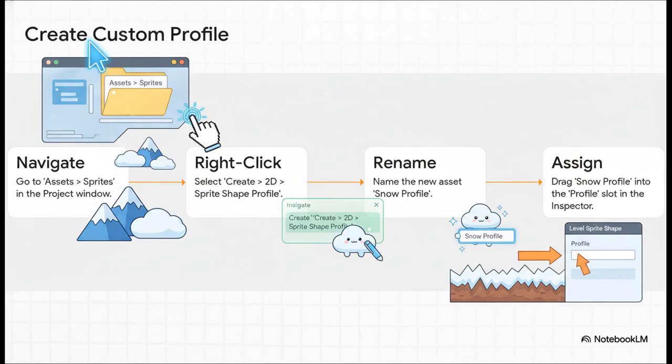In your project window, just hop into the Sprites folder. Right-click in there, go to Create, 2D, and then pick Sprite Shape Profile. The first thing we should do is give it a good name. Let's call it Snow Profile.